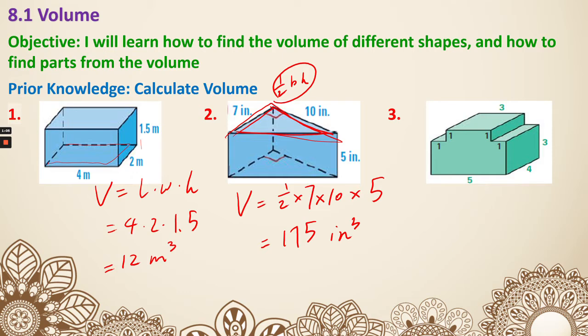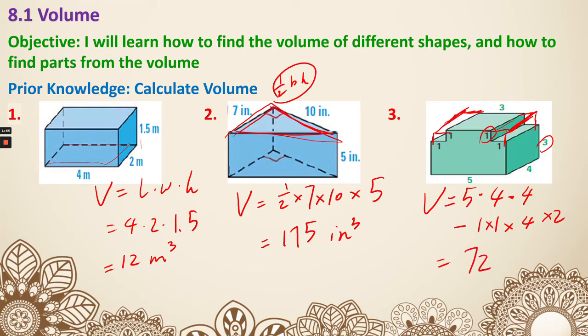Number 3. This, if you have a look, is actually a rectangular prism. Then take away these two little parts. You can extend them for you to see. Take away that part, and also take away the part that's on the other side. Right, so it's gonna be the whole thing, 5 times 4 times, the height is 3 and the 1, so times 4, then minus 1 times 1 times height for these two little sticks is 4, and there are 2 of them. So that is going to be 72, no unit. Next, let's have a look at a cylinder.